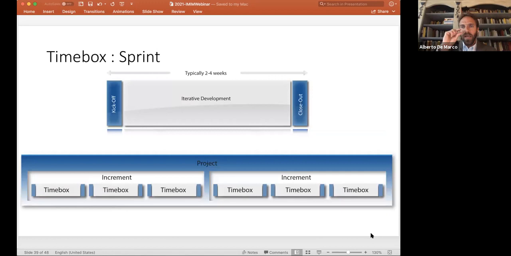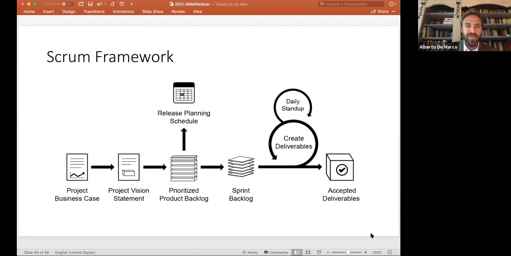Another key feature is that the time schedule is no more long term, but it's basically in time boxes. The time box is a short period of time, typically 2 weeks. At the end of each 2 weeks, we need to increment the product and deliver a portion of the functionalities to the final client. Agile project management is inherently evolving in the software development industry, in the service industry, in R&D projects, right? Where there's the need to develop new products iteratively.